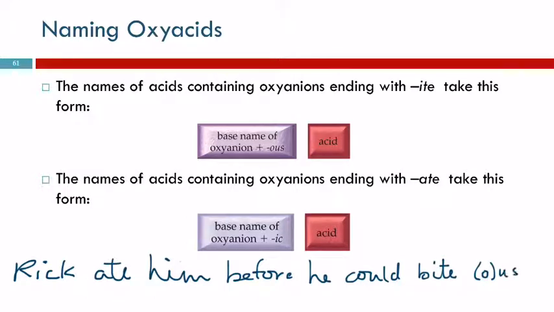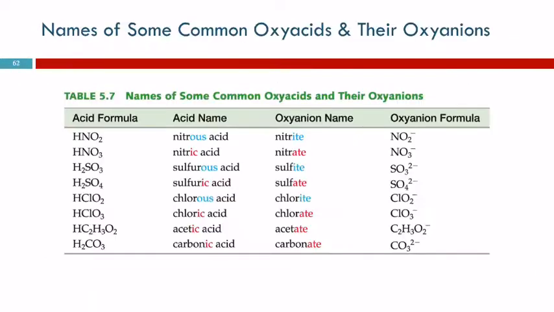So here we have "ite" and "us." Those go together. And here we have "ic" and "ate." There's another one: the white mouse ate icky cheese. And both of these, I think, are on the green form. But this will help you to remember what you do with the ending of that name.